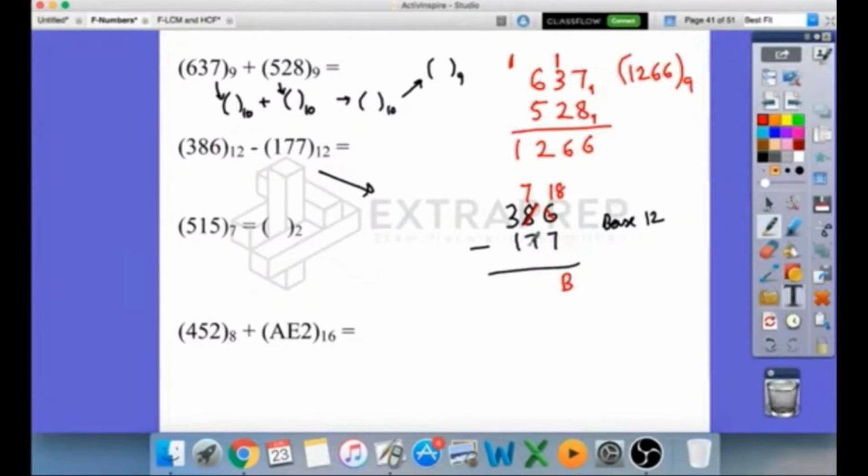B. 7 minus 7, 0. 3 minus 1, 2. So 20B base 12 is the answer to the second question. Is it understood? 20B base 12 is the answer to the second question. So 6 minus 7, it doesn't happen. So this becomes 7. And when something is borrowed, because it's base 12, 12 should be added. Clear? Now first copy these two and then we'll solve the other two because we need space to solve them.